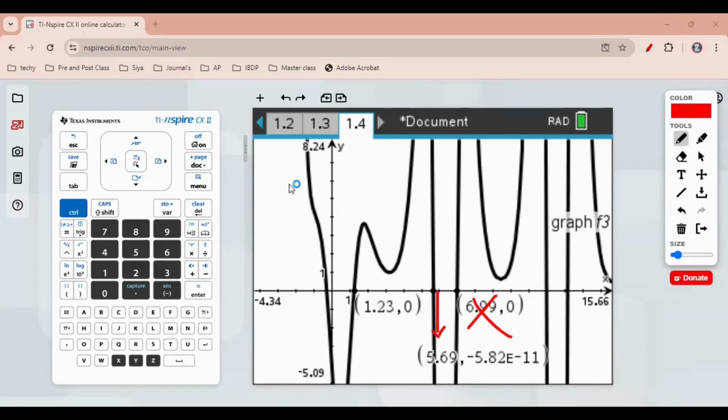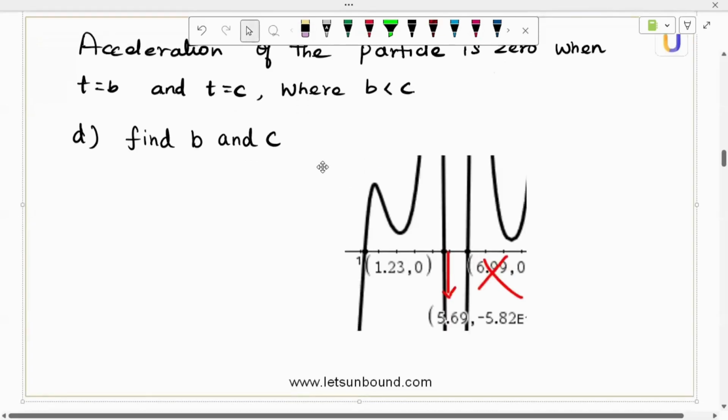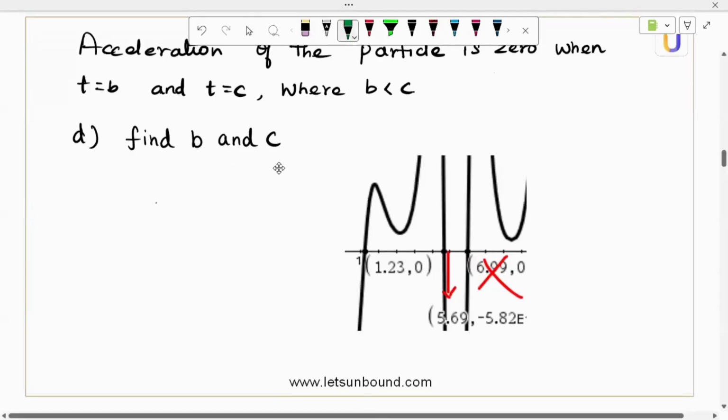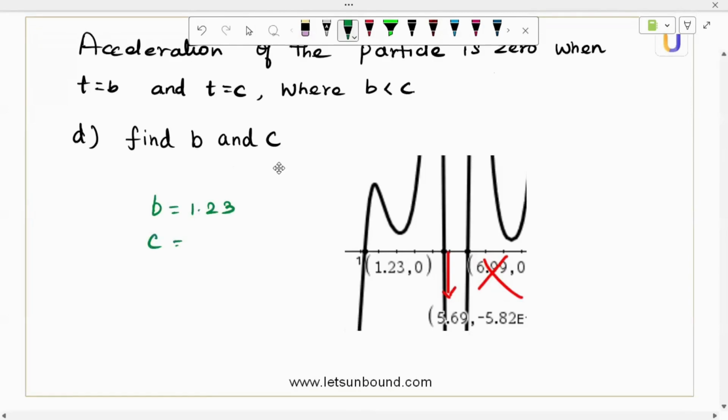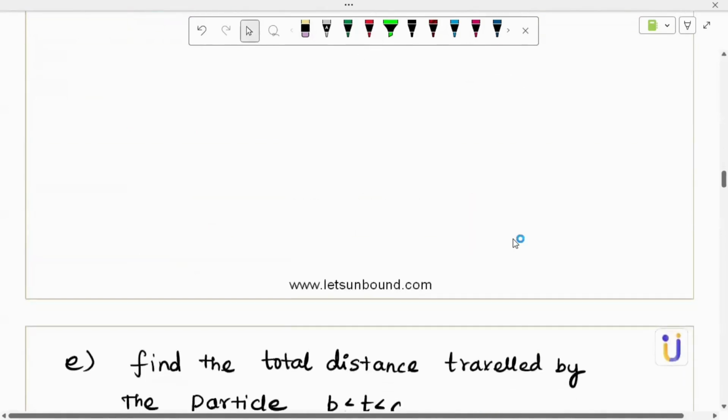Simple. Actually, we are not doing anything algebraically, the concept is just to be clear here. And here we go. So my B is less than C. You choose B as approximately 1.23, and C is 5.69. That's simple. Now, next problem.